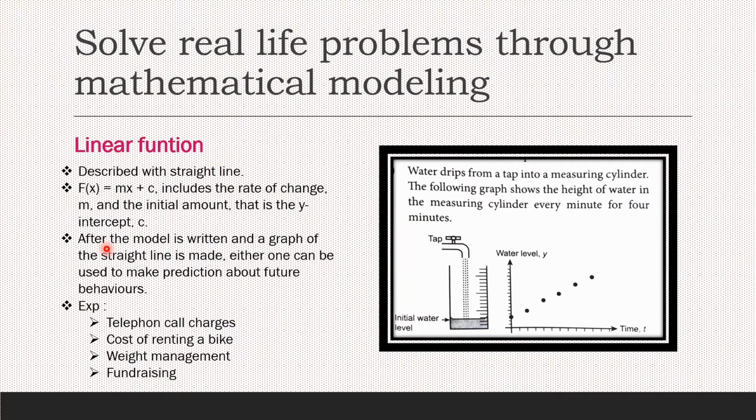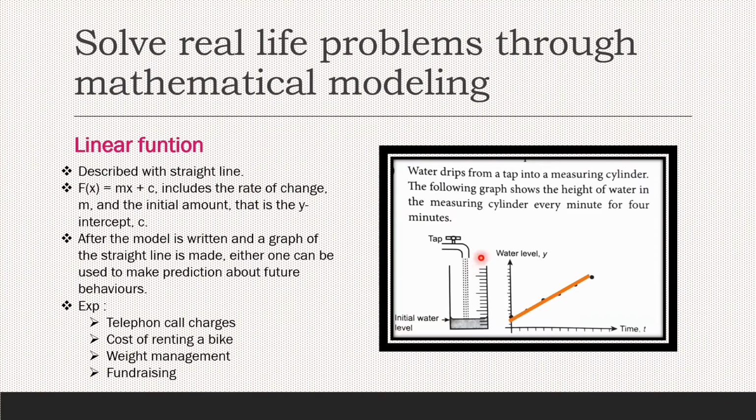A linear function can be described with a straight line. A linear function f(x) equal to mx plus c includes the rate of change m and an initial amount, that is the y-intercept c. After the model is written and a graph of a straight line is made, either one can be used to make predictions about future behavior. For example, telephone call charges, cost of renting a bike, weight management, or fundraising.